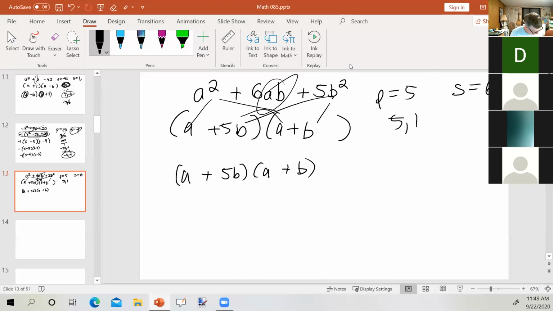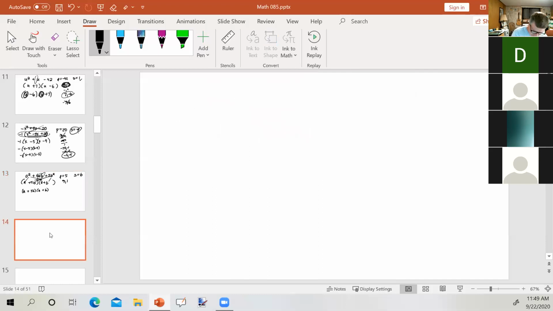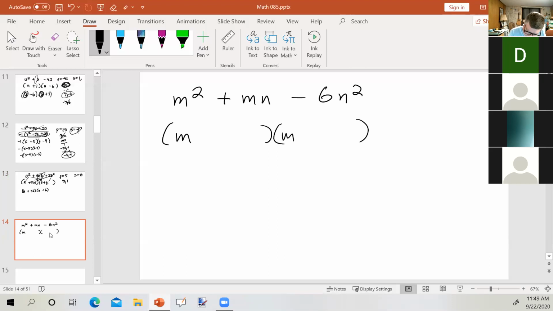How about this one? M squared plus mn minus 6n squared. So would it be safe to go ahead and do that, you think, with the n's? Yes. Good. All right. So my product is -6 and my sum is a +1 because there's an implied 1 here and there's a -6 there. My product is negative, so I've got to have 1 positive and 1 negative.